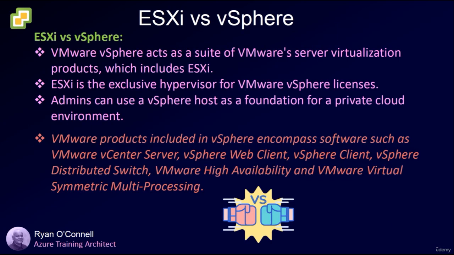Of course, VMware versus vSphere. Well, VMware vSphere acts as a suite of VMware server virtualization products, which includes ESXi. ESXi is the exclusive hypervisor for the VMware vSphere licenses. Admins can use a vSphere host as a foundation for a private cloud environment. VMware products include vSphere, and they encompass software such as VMware vCenter, the VMware Web Client, the vSphere Client, the vSphere Distributed Switch, of course VMware High Availability, and of course VMware Virtual Symmetric Multi-Processing. So there's a lot of things around VMware. And again, this course is just designed to get you up and running with ESXi for the very first time. And of course, you can then build on your knowledge as you learn more, as you grow into the role or grow into exploring the different capabilities of VMware.